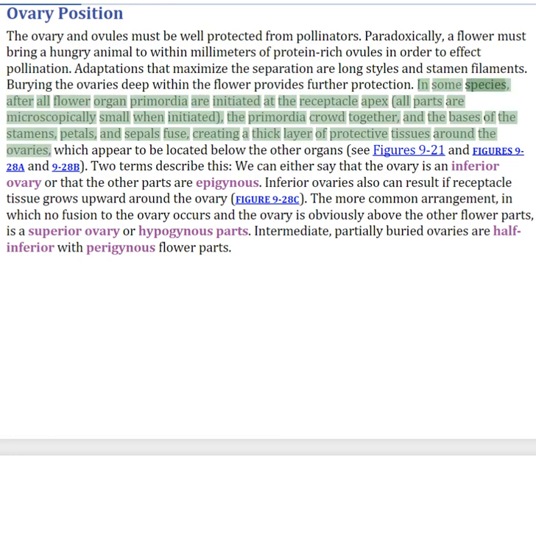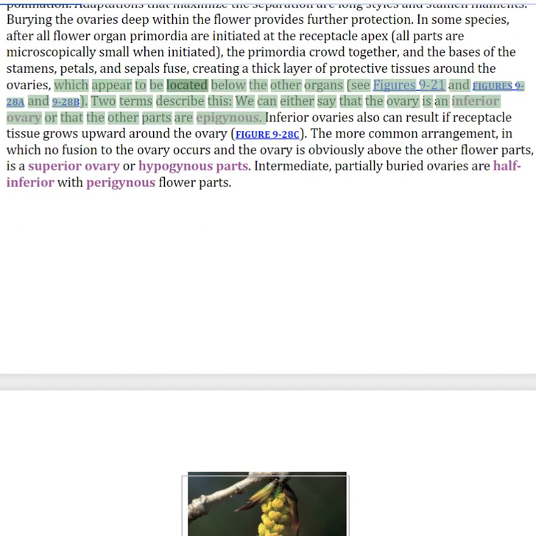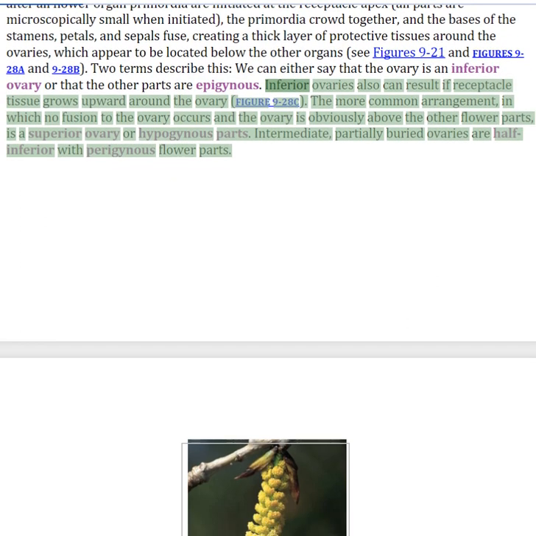In some species, after all flower organ primordia are initiated at the receptacle apex, the primordia crowd together, and the bases of the stamens, petals, and sepals fuse, creating a thick layer of protective tissues around the ovaries, which appear to be located below the other organs. Two terms describe this. We can either say that the ovary is an inferior ovary or that the other parts are epigynous. Inferior ovaries also can result if receptacle tissue grows upward around the ovary.